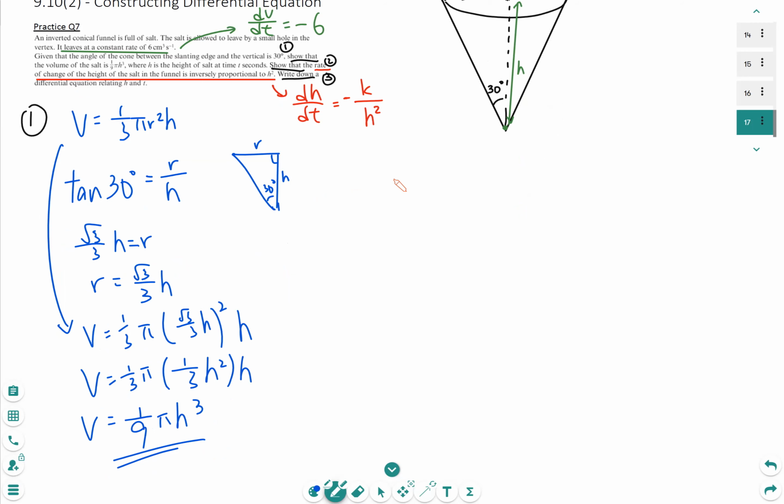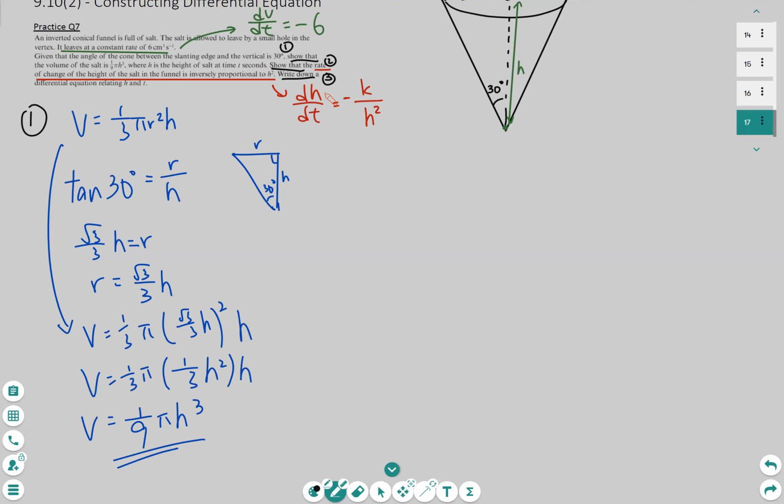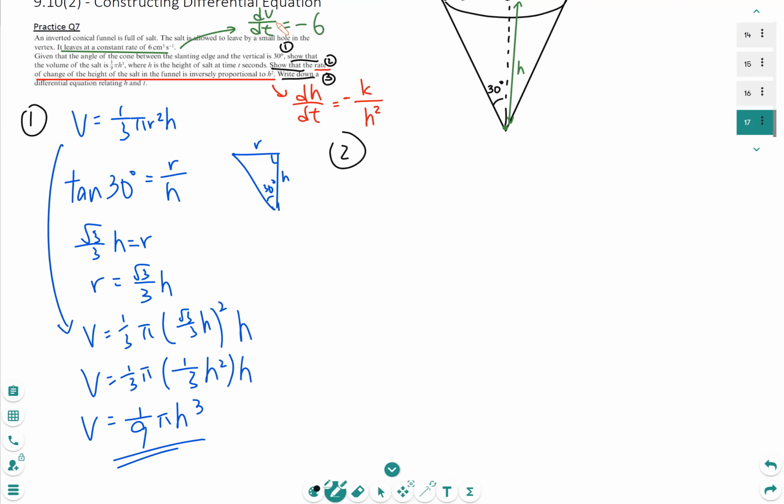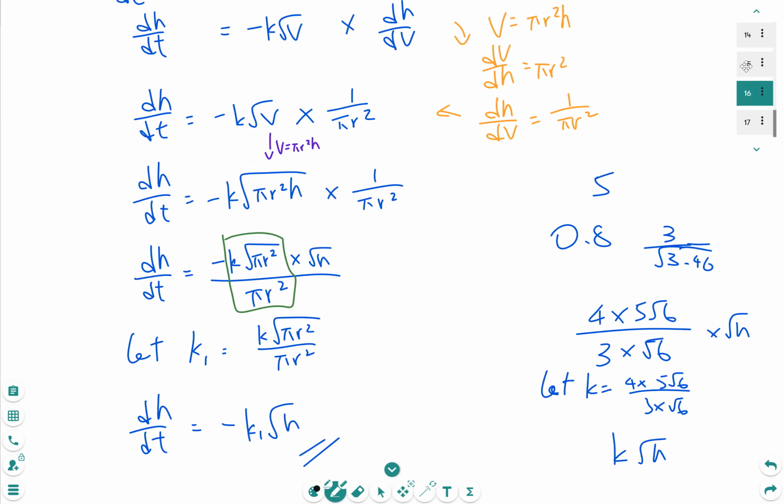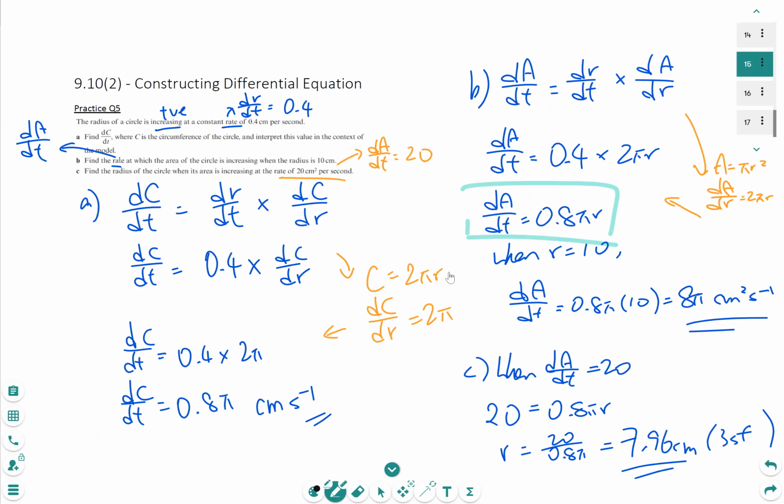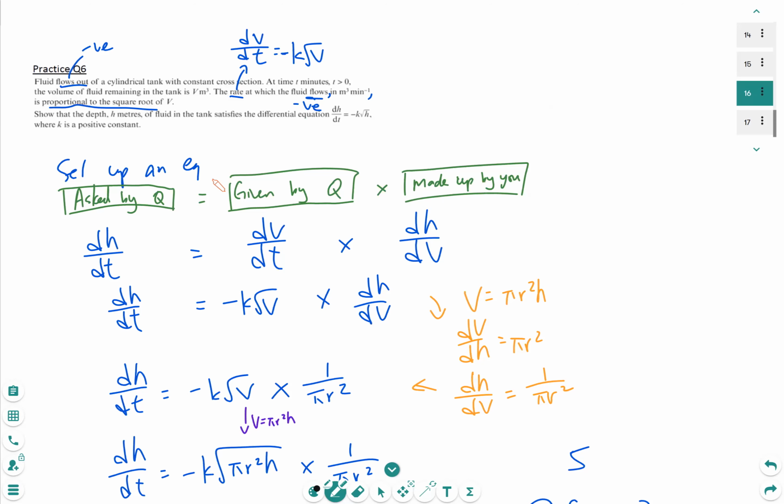Okay, question 1 done. Next, question 2. Show that the rate of change of the height is inversely proportional to this. Now I want to show this, so this comes back to the same structure like we did before: asked by question equals given by question times made up by you.